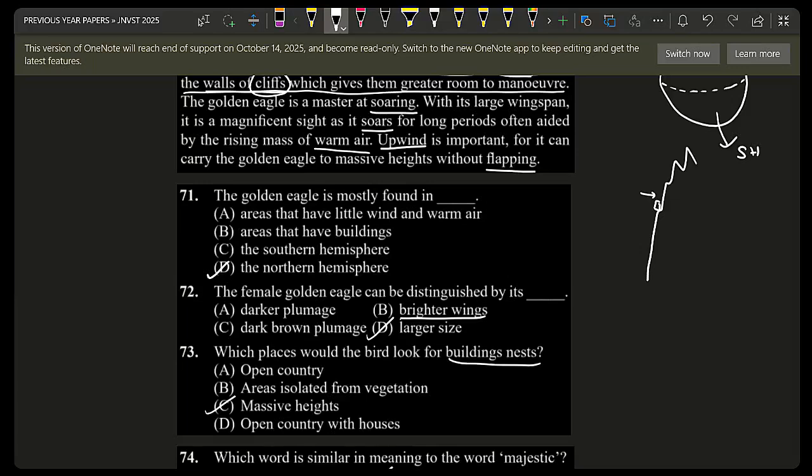Sahasra, what is your doubt? Plumage means all the feathers are there, no, for the bird. The collection of all the feathers together is called plumage.